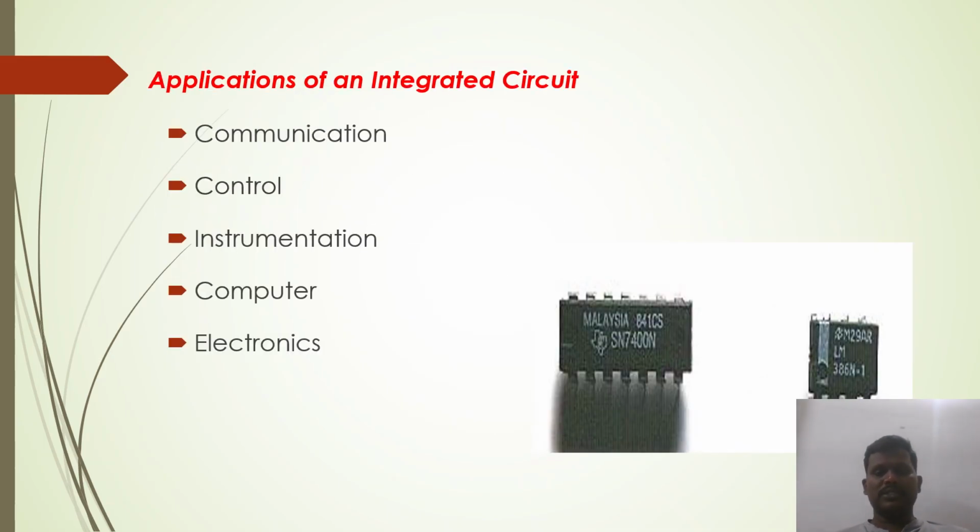What are the advantages of this integrated circuit? We are using them nowadays in different areas: communication, control systems, instrumentation, computers, electronics. In all these areas, we use integrated circuits or chips. Because of the advancements in the chip, we are now using thin, very slim electronic gadgets.